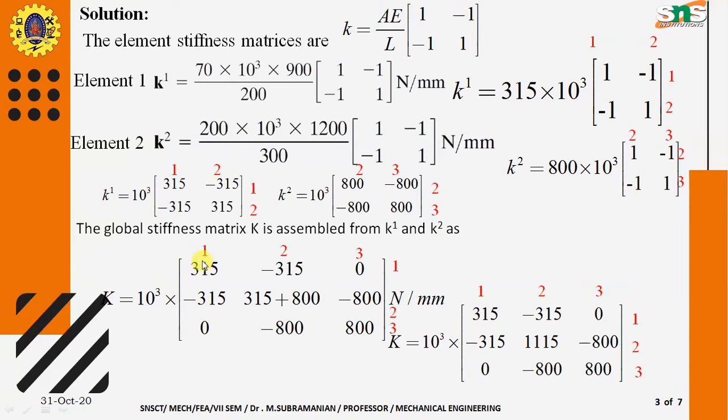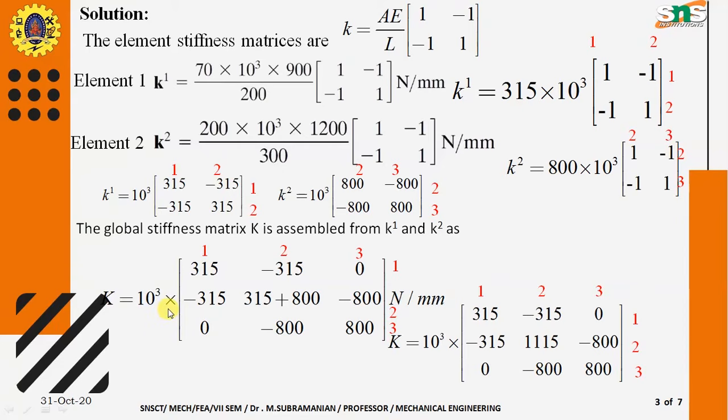First, write down the global numbers, that is the degrees of freedom according to your problem. The degrees of freedom we have to indicate for node 1, node 2, node 3. Corresponding columns and rows we have to indicate clearly, then assemble the stiffness matrix. The corresponding row and column values we have to carefully position inside the global stiffness matrix.